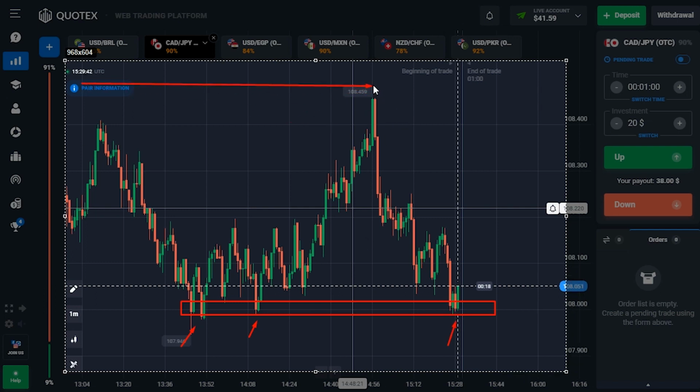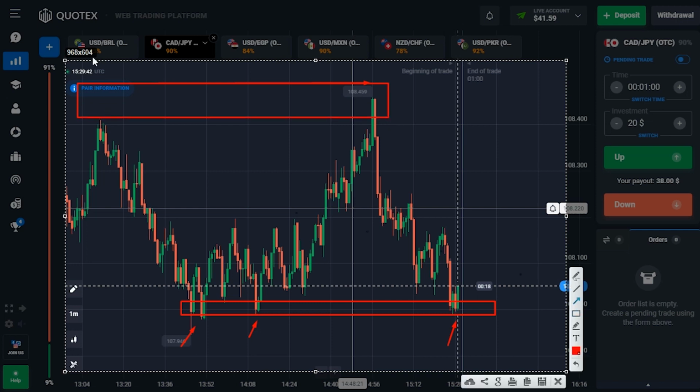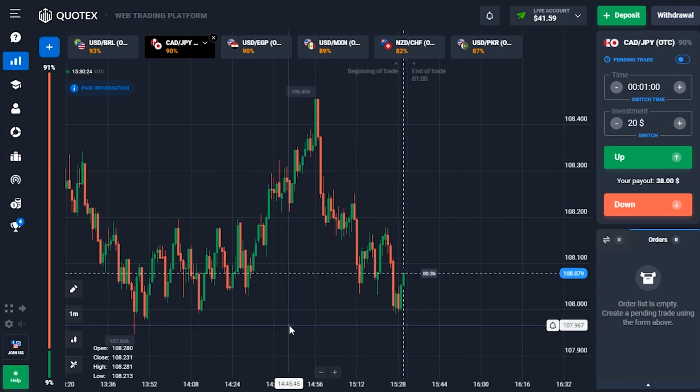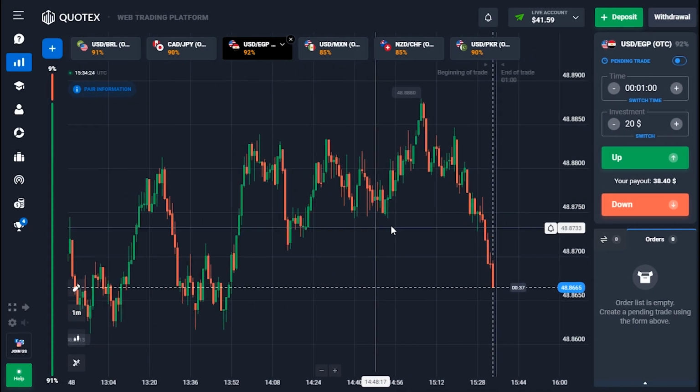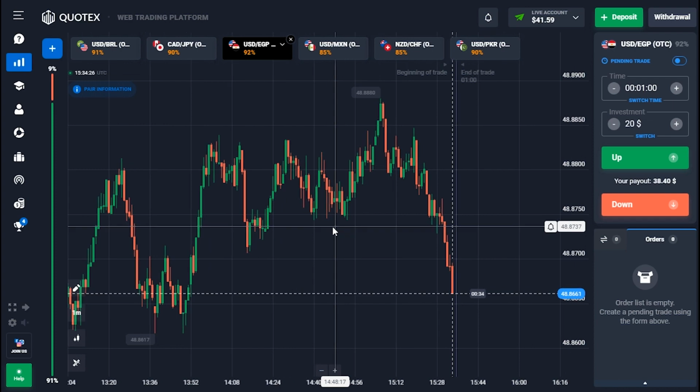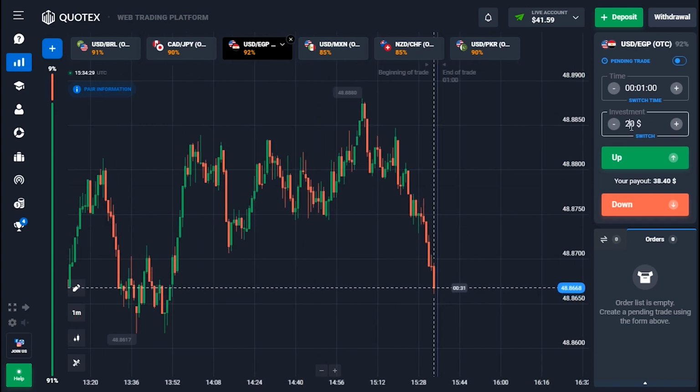I also want to note here the resistance level that the price has also reached and started its reversal. And there is also a key level here, which was previously resistance, but then was broken through and became a support level. Let's move on to the next currency pair. I see a strong bearish movement on this currency pair, but now the price is at the support level, so I change the investment and open a trade up.